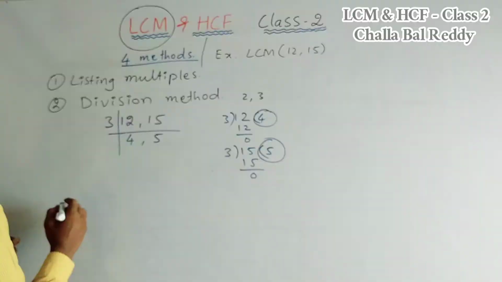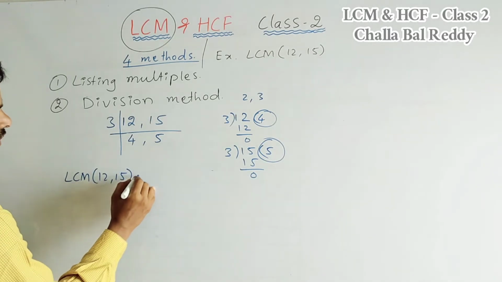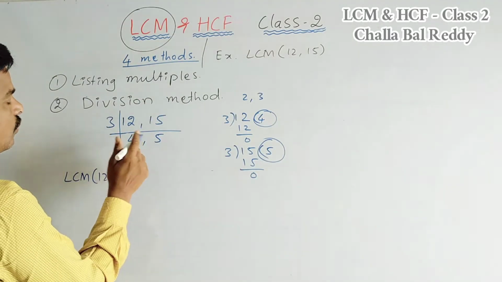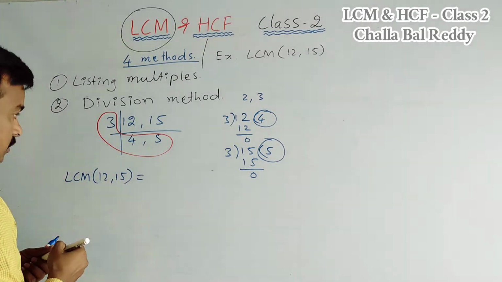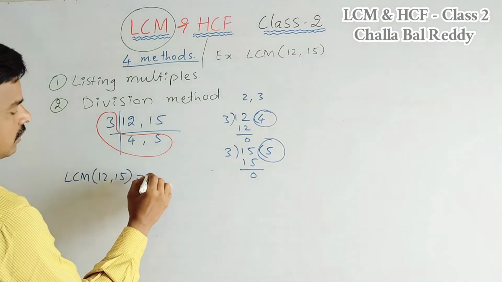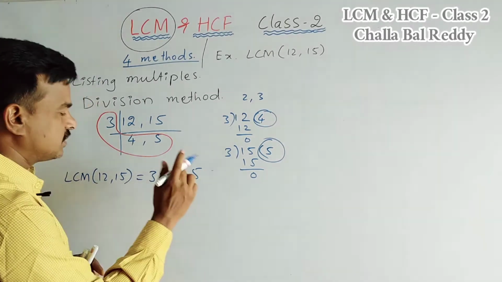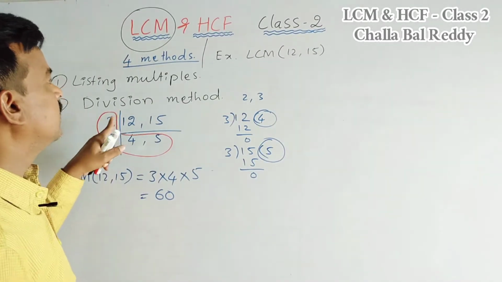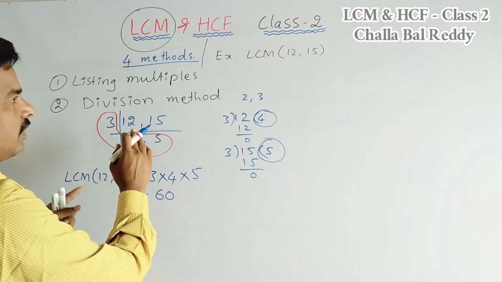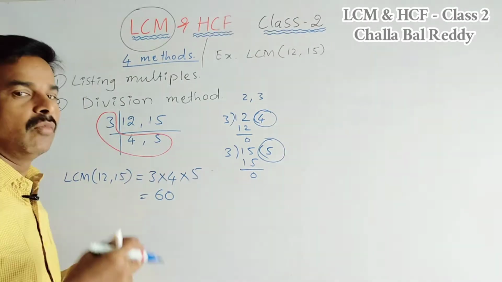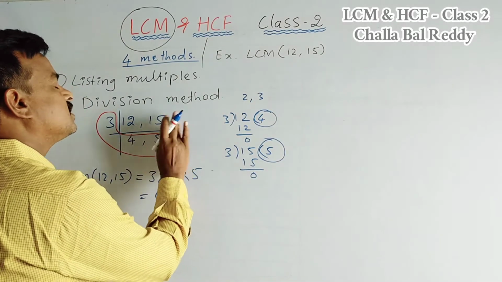That is why we stop this process, and then we write LCM of 12 comma 15 is equal to 3 into 4 into 5. How do we take this? These numbers we take: 3 into 4 into 5. So 3 4s are 12, 12 5s are 60. So 60 is the LCM of 12 and 15. This is the division method. If in any example 3 numbers or more numbers are given, we write them here only, and then we divide. But I will explain that in the next example.